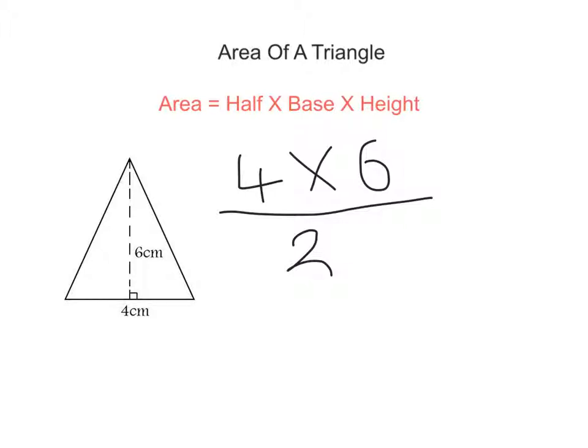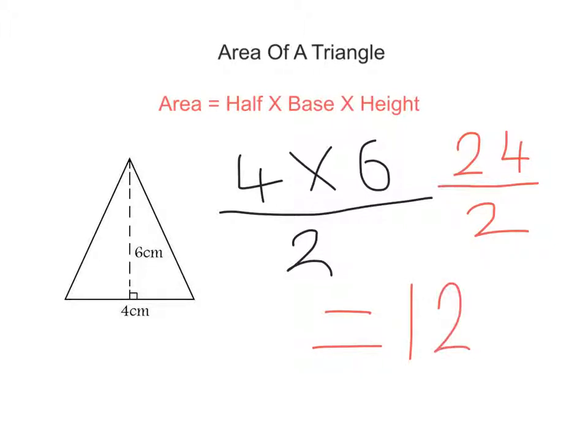So in other words, 4 multiplied by 6 is 24. Then I'm going to divide that by 2, or halve it, which tells me that the area of this triangle is 12 centimetres square. And there we have 3 formulas to work out the area of a rectangle, the area of a parallelogram, and the area of a triangle.